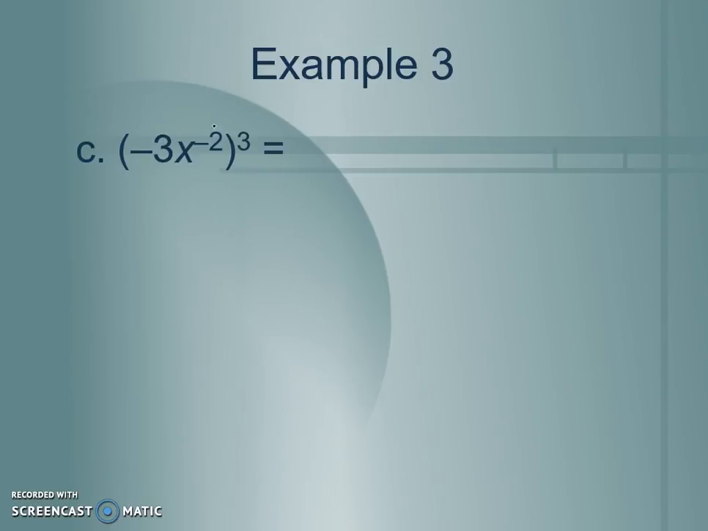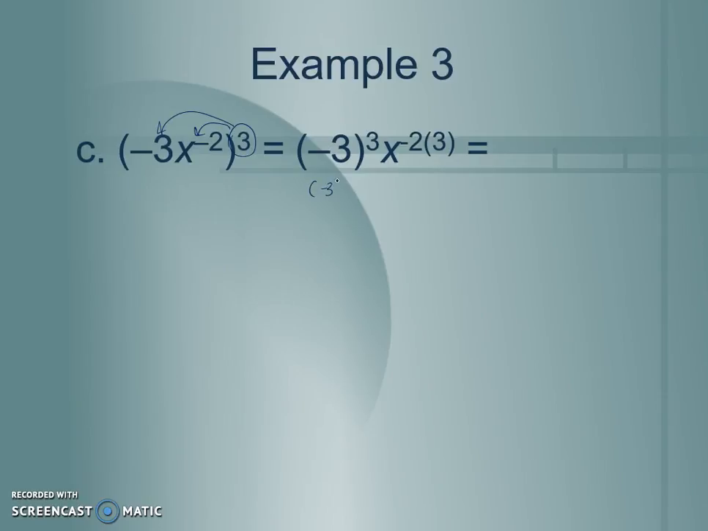That means we're going to have to apply the third power to the negative 3 and the third power to the x to the negative second power. We have to remember that whenever we are taking a power to a power, we're multiplying those exponents. And then we should always go ahead and do the math.